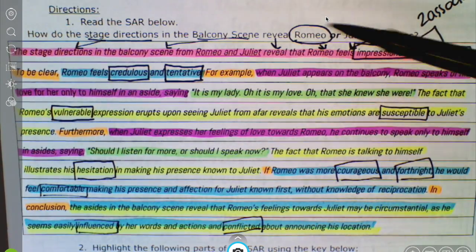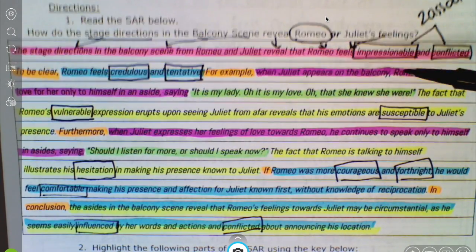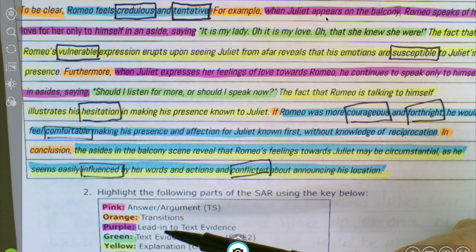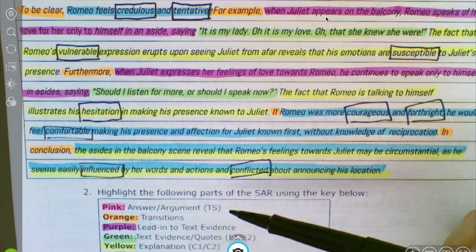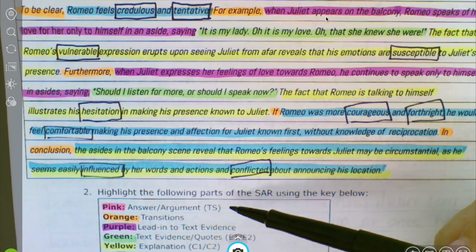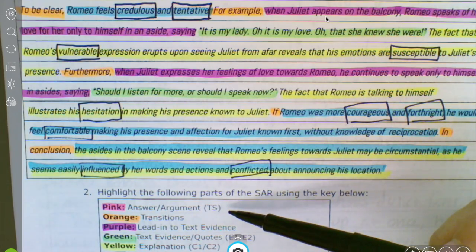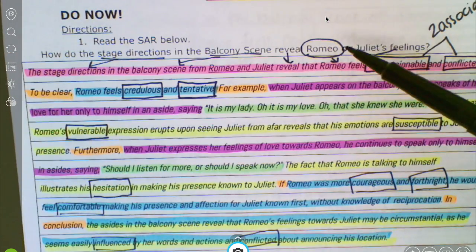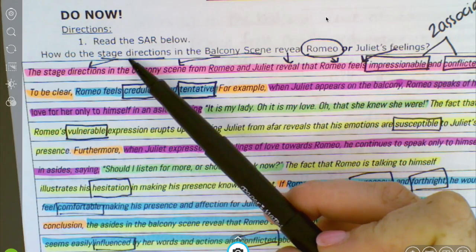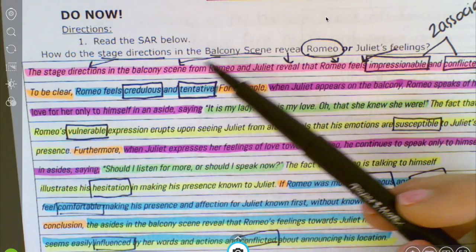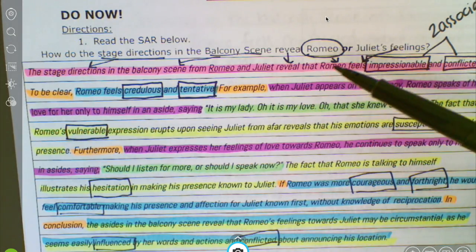So if you notice on my warm-up, my first sentence is highlighted in pink, just like the key at the bottom tells me, because this is my topic sentence. It's my answer to the question. The reason I know that this is my topic sentence or my answer to the question is when I look in it, I can see that the words from the question are actually directly in this sentence.